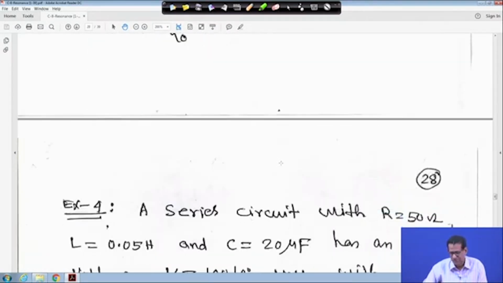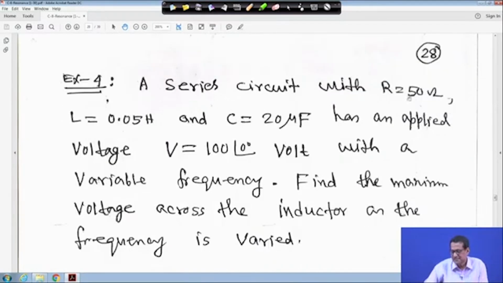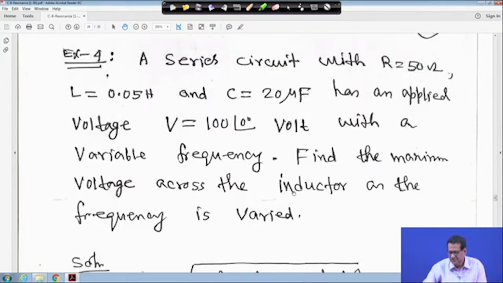Now example 4. A series circuit with R equal to 50 ohm, L equal to 0.05 henry, and C equal to 20 microfarad has an applied voltage V equal to 100 angle 0 volt with a variable frequency. Frequency is variable here. Find the maximum voltage across the inductor as the frequency is varied. You have to find the maximum voltage across the inductor as the frequency is varied.